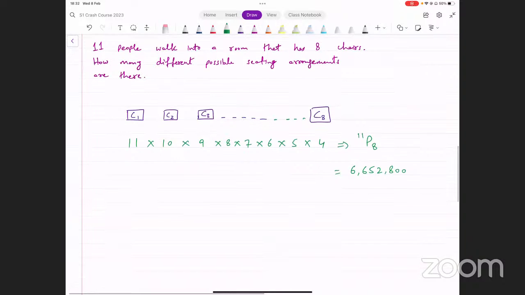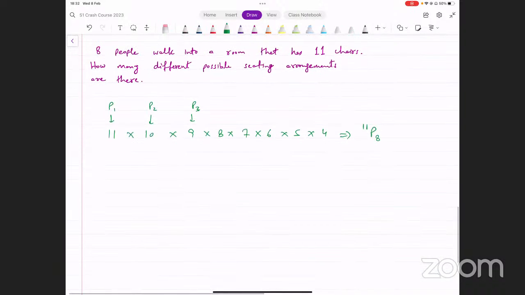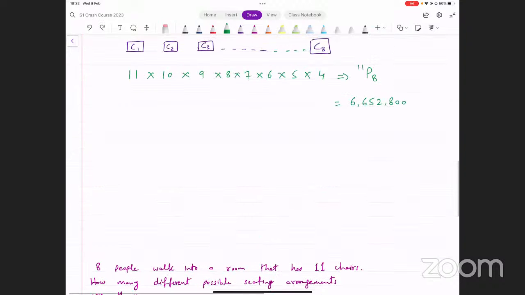What we have done is we've just changed our perspective. In the last example, we thought about chairs. How many options does each chair have? The first chair had 11 options, the second had 10 options, and so on. In the second case here, we thought about people because their number was less. So how many options does the first person have? 11 options. There are 11 chairs available. Then the second has 10, and so on until you've got the 8th person there. All right, so this also turns out to be 11P8. Both of them turn out to be the same.